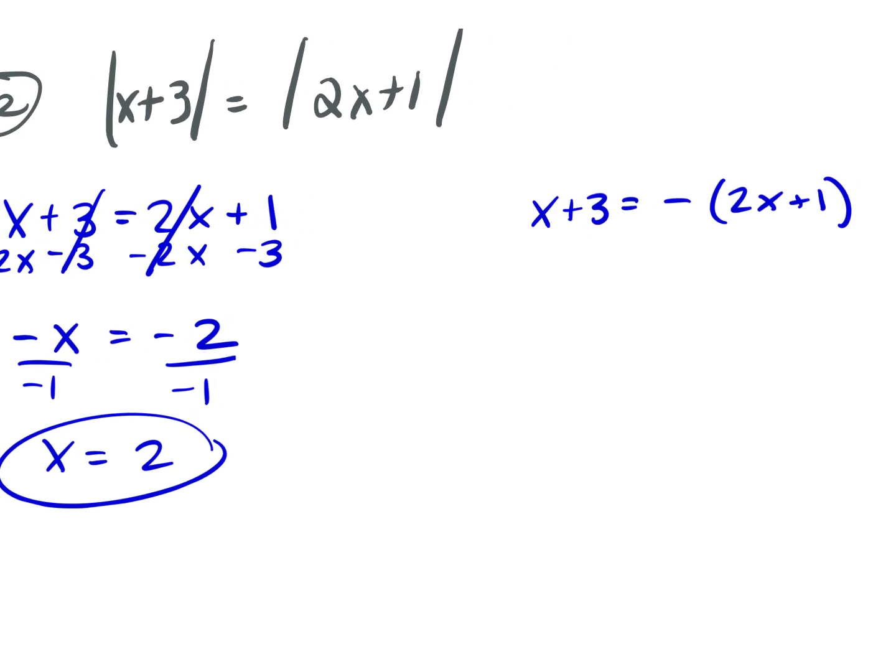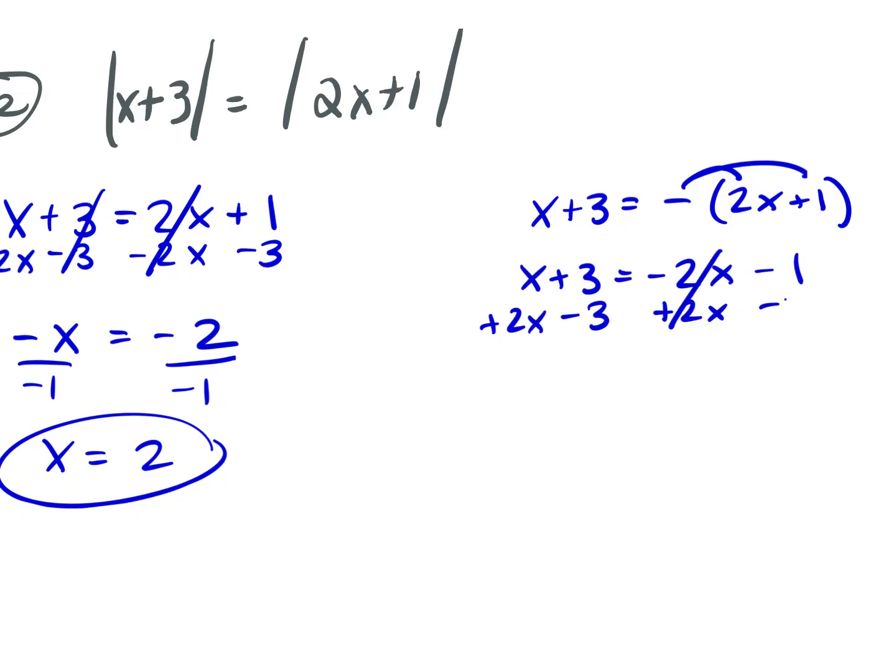What should we do first in the other one? Distribute the negative. So x plus 3 equals negative 2x minus 1. What do we do to solve? We can add 2x and subtract 3. So 3x equals, what's negative 1 minus 3? Negative 4. Divide by 3. X equals negative 4 over 3.